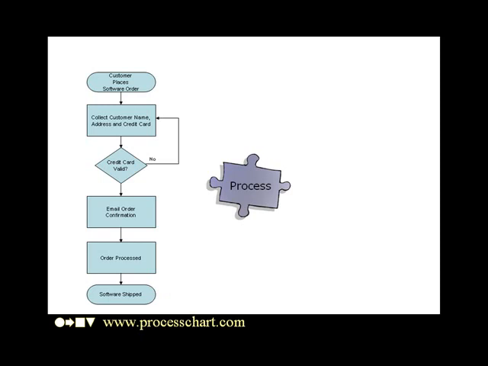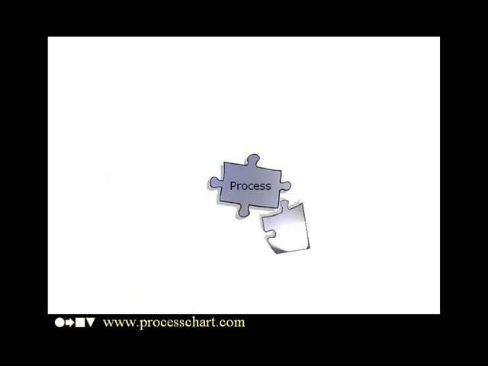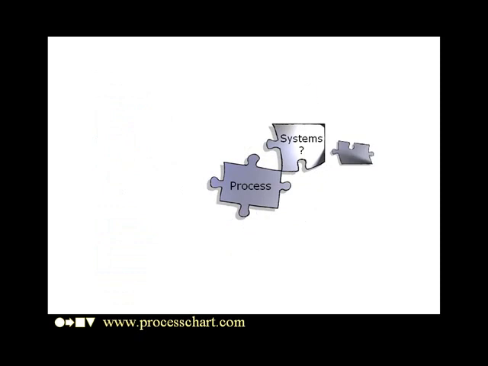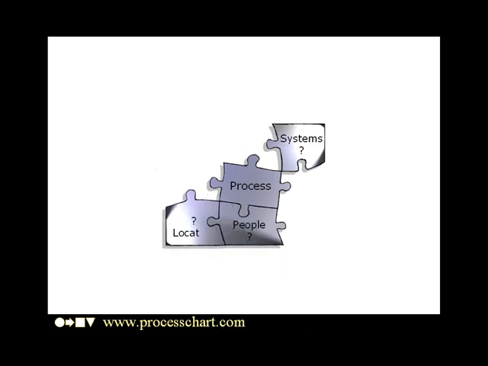So, what will help us understand process? Some people relate process to the computer systems that support the work. Systems are a piece of the process puzzle. Our most valuable resource is often overlooked in process work. The people who do the work are absolutely a piece of the process puzzle. Do you know where the work occurs? It would be tough to find the other pieces of the process puzzle if you didn't know the locations of the work. The locations are another piece of the process puzzle.